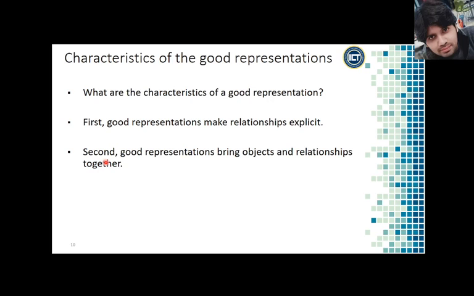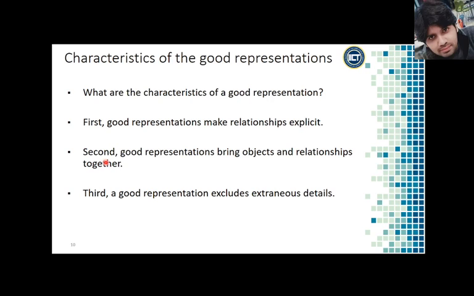Representing the previous example as wolves and sheep makes the relationship that the sheep must outnumber the wolves much more salient than using squares and circles. That brings the objects together with the relationships between them.